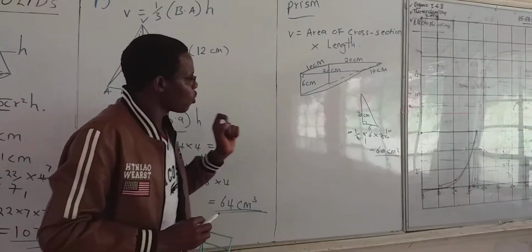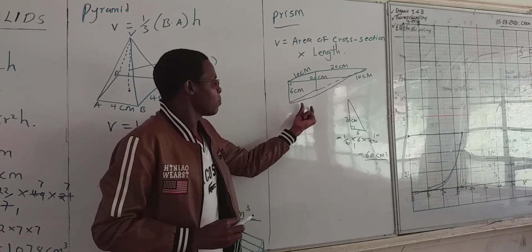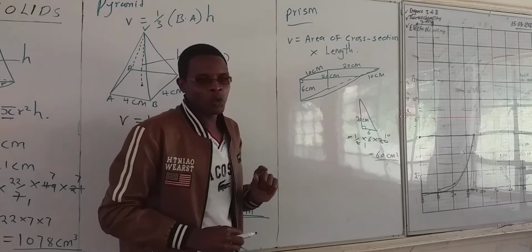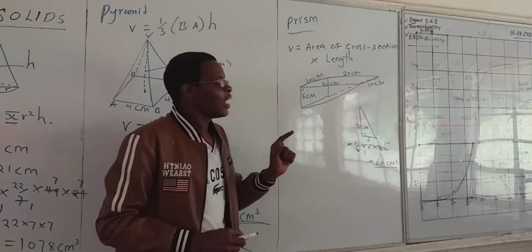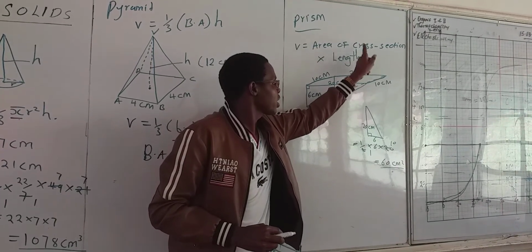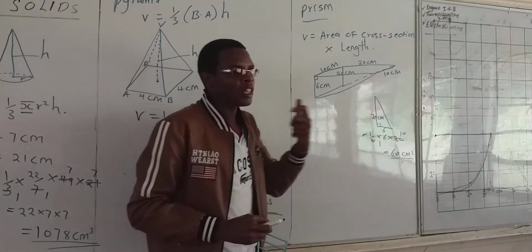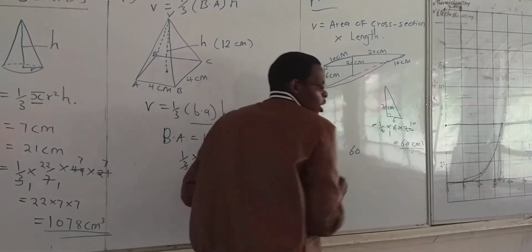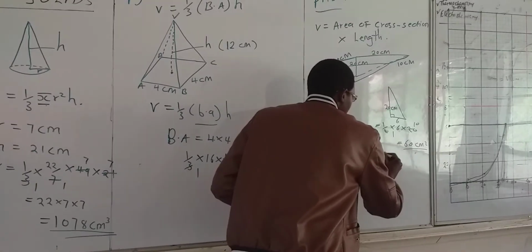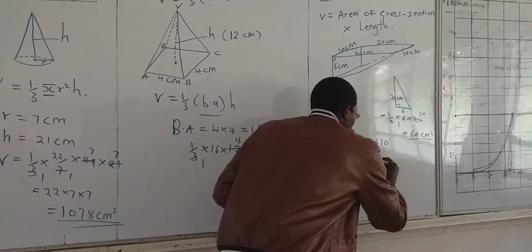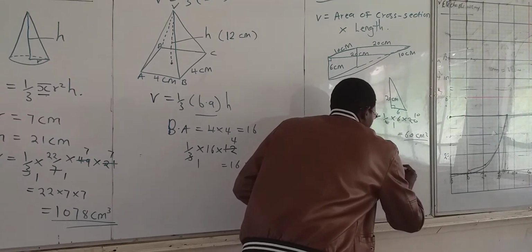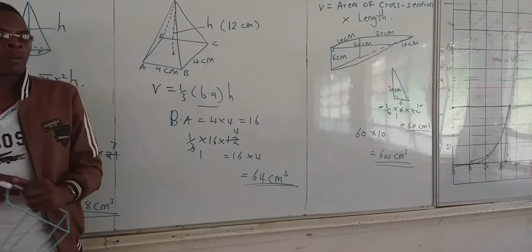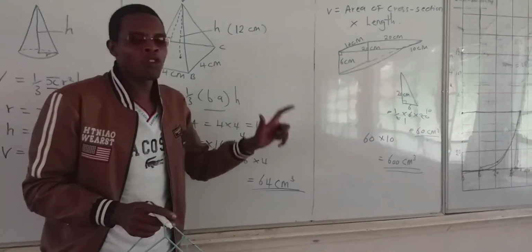Therefore, for us to find the volume of this prism, the volume of this prism is the same as the area of the cross section times the length. Length is from here up to here, which is 10. We have the cross section to be 60. Therefore, the volume of that given prism is going to be 60, which is the area of the cross section, times the length, which is 10, which is going to give us 600 cubic centimeter. So this is going to be the volume of that given prism.